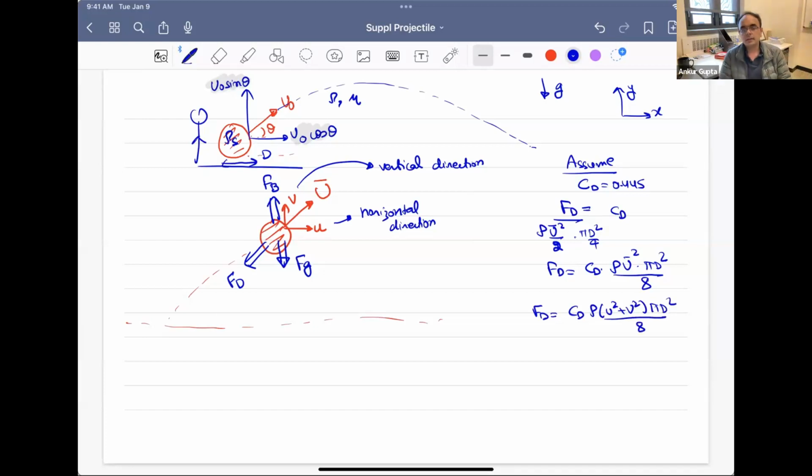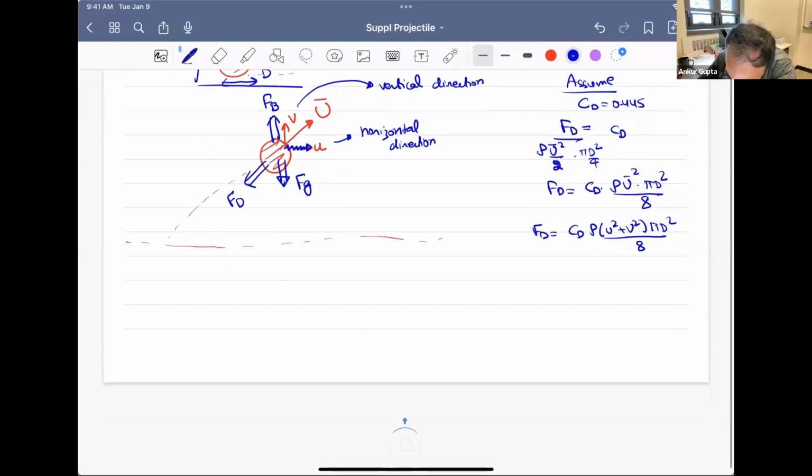This is what we get as our force. Now I have to take the component of this force. So if I take the component of this force in the horizontal direction, I will basically take the u part of it, and the net part will be square root of u square plus v square in terms of magnitude. And the direction is the opposite. So let's just do this in a second.